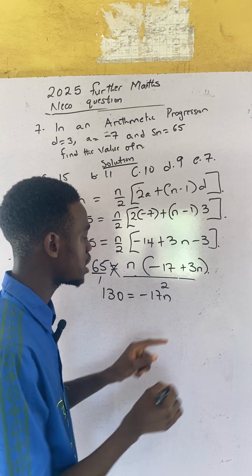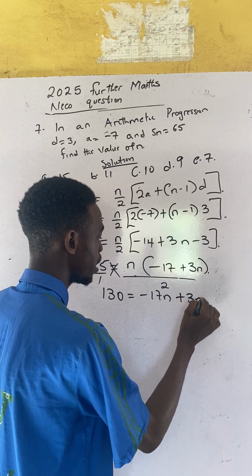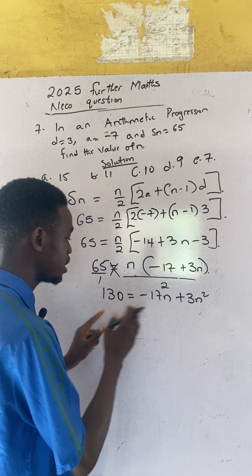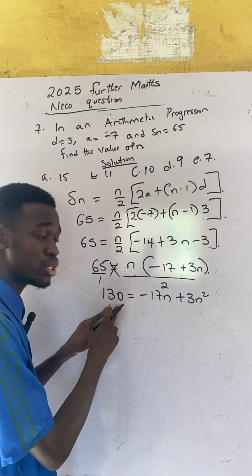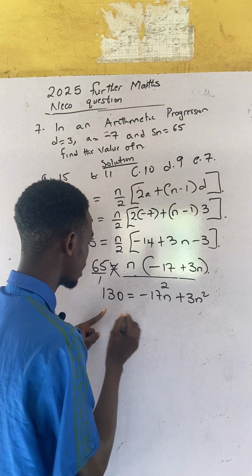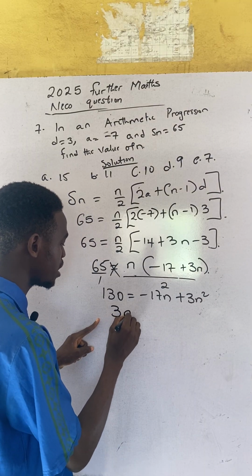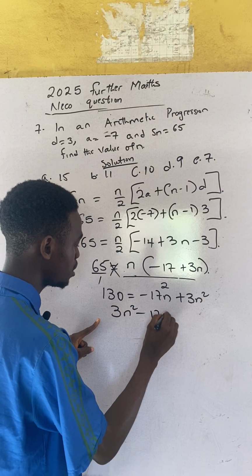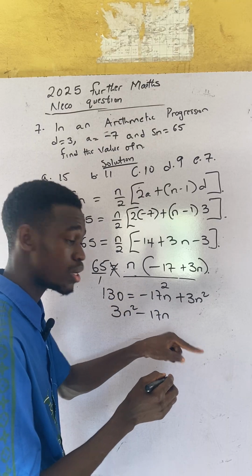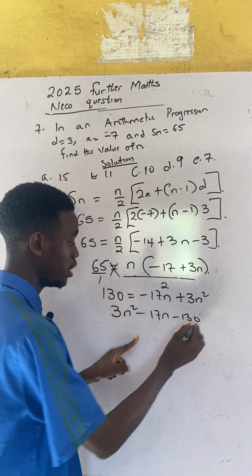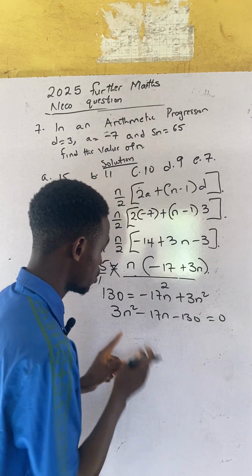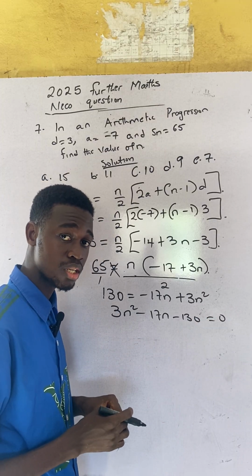n times plus 3n gives us plus 3n squared. Now, by looking at this, we can see that we have something called a quadratic equation. This can automatically turn to 0, and this 3n squared can come forward, and we write 3n squared minus 17n. Then this 130, when it comes to this side, will become minus 130. You know this will become 0 automatically, so it equals 0. So you can see that we have a perfect quadratic equation.